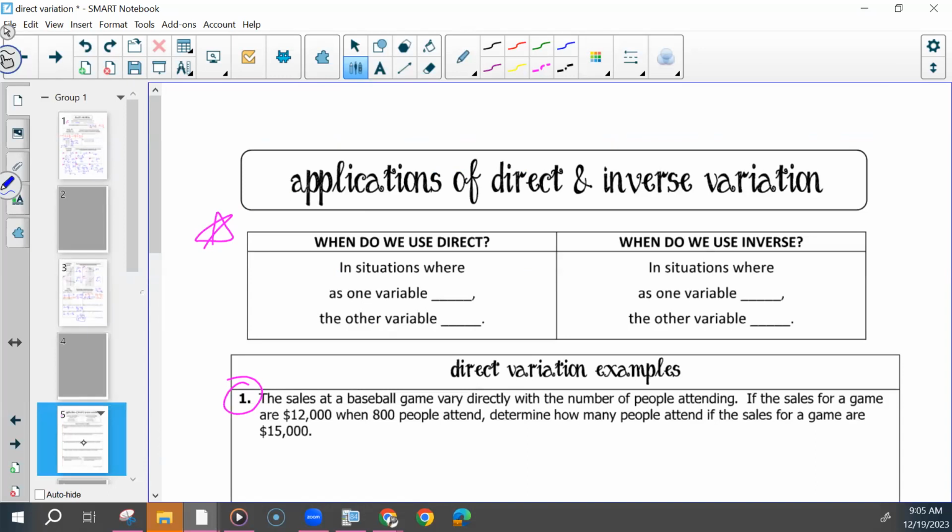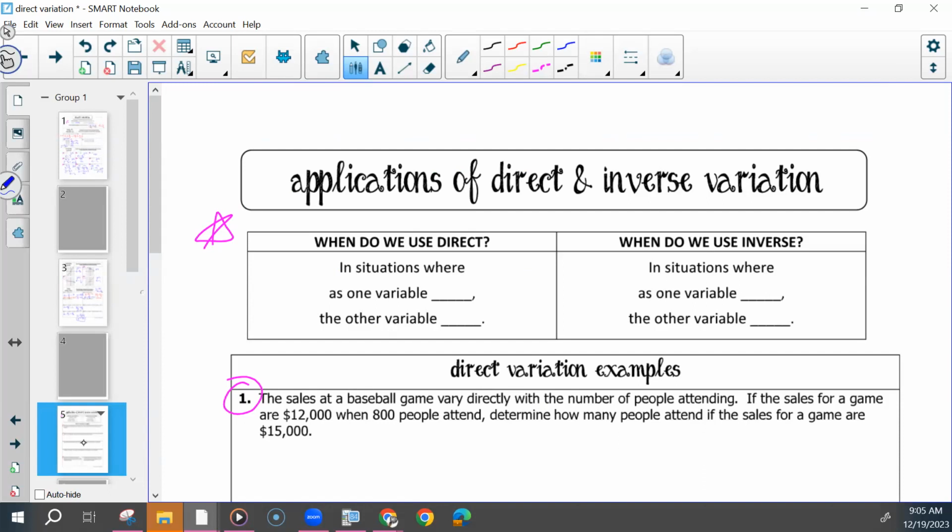Okay, so we are going to do some applications of direct variation, and then we'll talk about inverse. What's nice about this process is what we were just doing is the exact same way we solve things. There's just more words. So we have to figure out what's important, what goes with what, things like that.